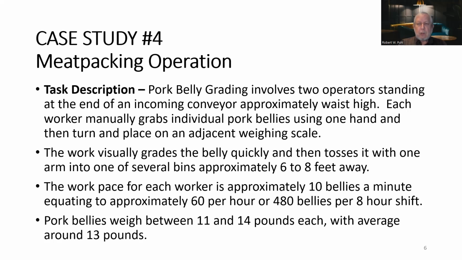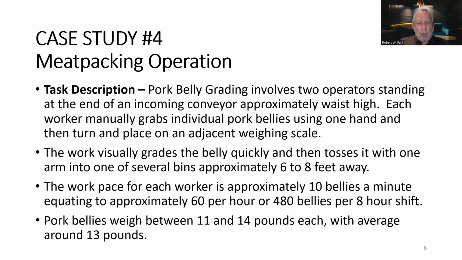Pork belly grading involves two operators standing at the end of an incoming conveyor approximately waist high. Each worker manually grabs individual pork bellies using one hand and then turns and places them on an adjacent weighing scale. Right off the bat, there are some bells going off here if you know anything about ergonomics, okay? Using one hand and turning, big no-nos. The worker visually grades the belly quickly and then tosses it with one arm into one of several bins approximately 6 to 8 feet away. Probably should say the worker does that.